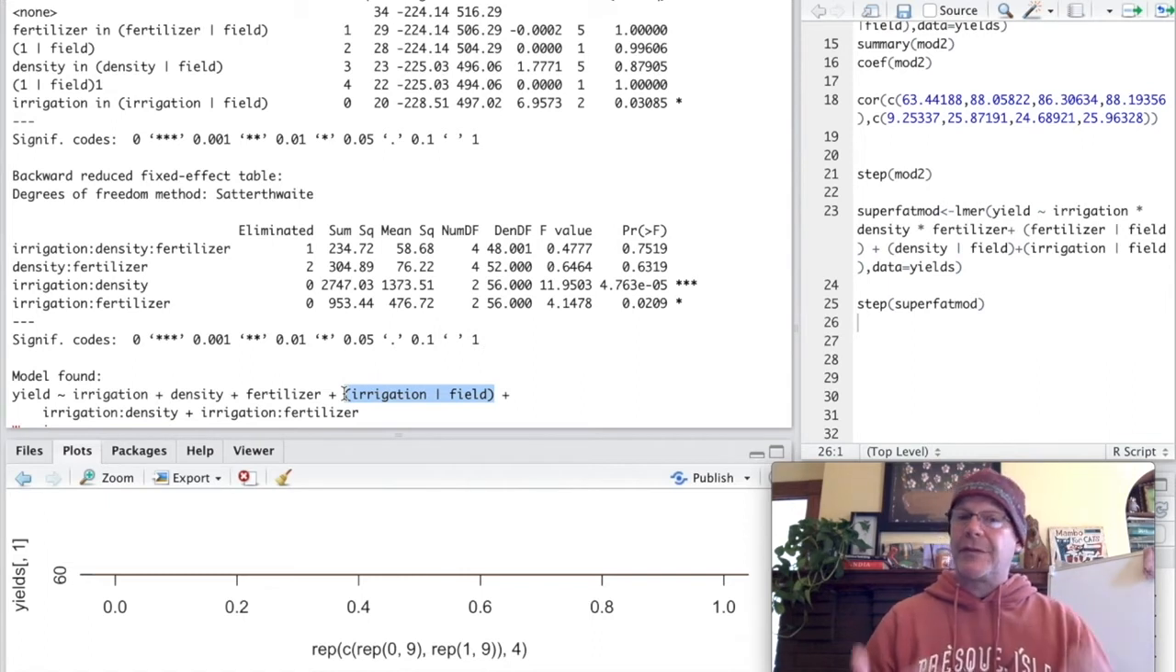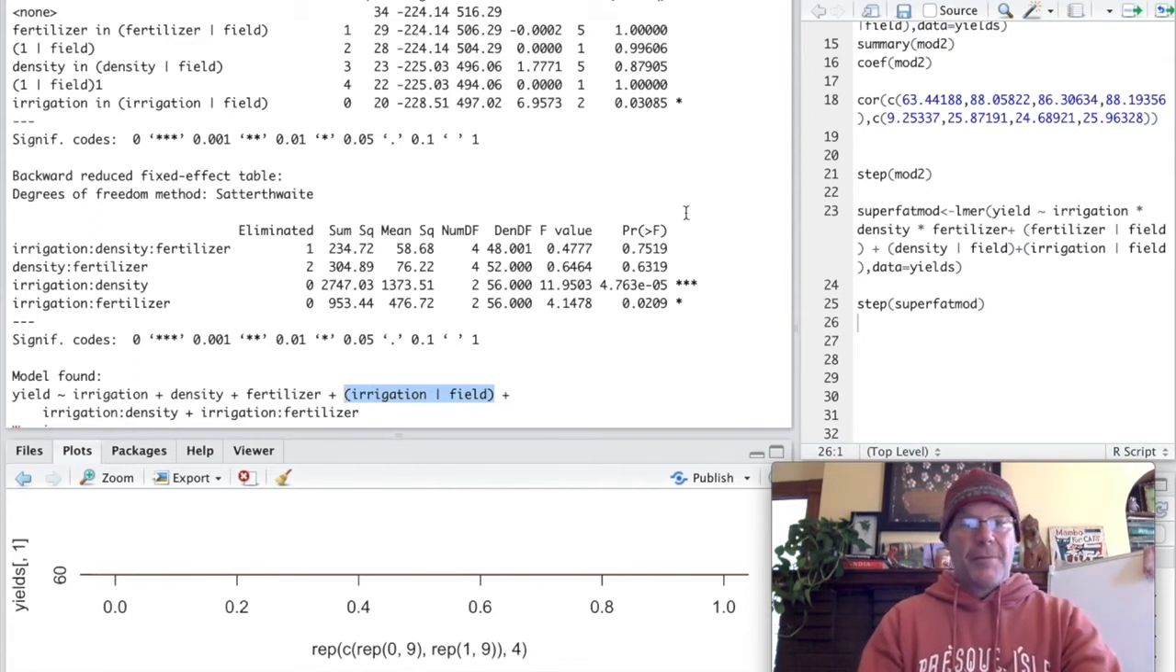Now remember, when we did the simpler model, where irrigation was the only predictor in the model, that was considered too fat of a model. It couldn't independently estimate those parameters. However, after we've added in irrigation, density, and fertilizer, now we have a situation where we can uniquely estimate the effect of irrigation across those fields. So what the step function is telling us is that the best model is one that has both a random intercept and a random slope for irrigation.